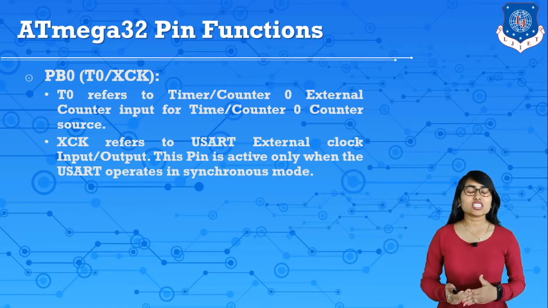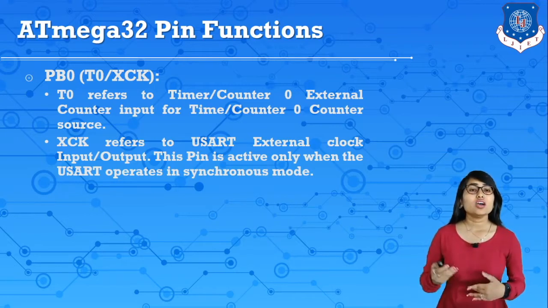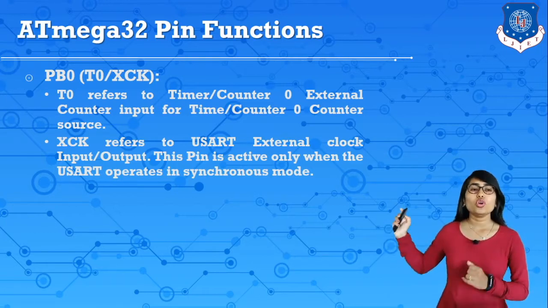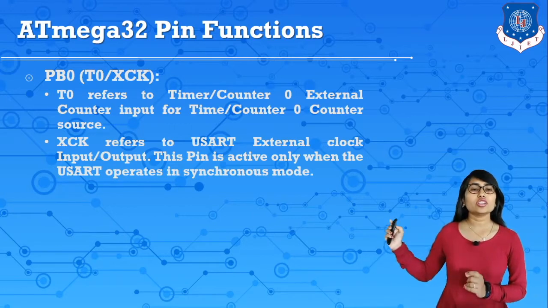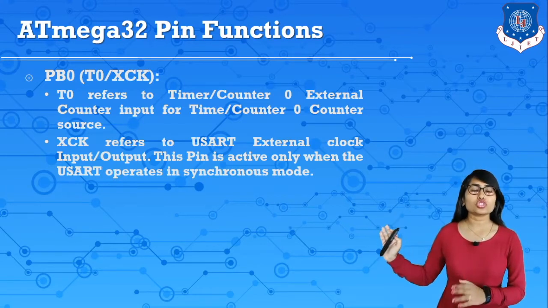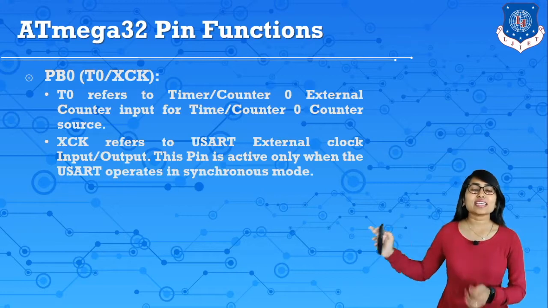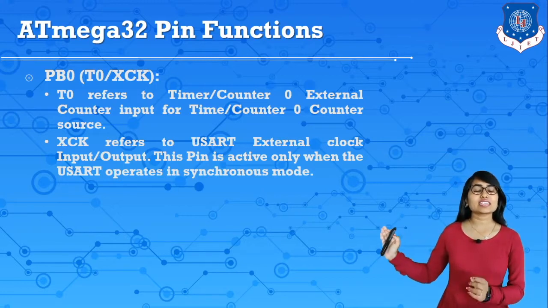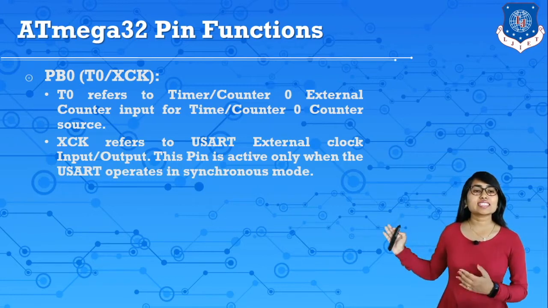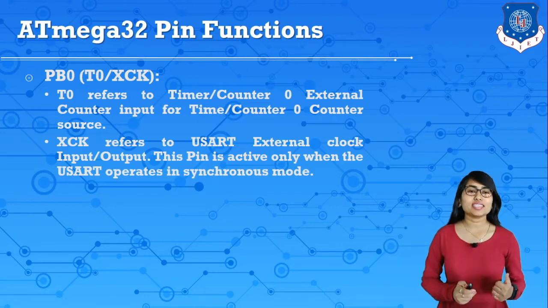What is T0? T0 refers to timer counter 0, as ATmega32 has timers and counters. T0 is the external counter input for timer counter 0, the counter source. So this T0 is basically the external source for timer counter 0, and XCK refers to the USART external clock input output. Whenever the USART is used for serial transmission, this XCK pin is used to apply the clock. This pin is active only when the USART operates in synchronous mode.